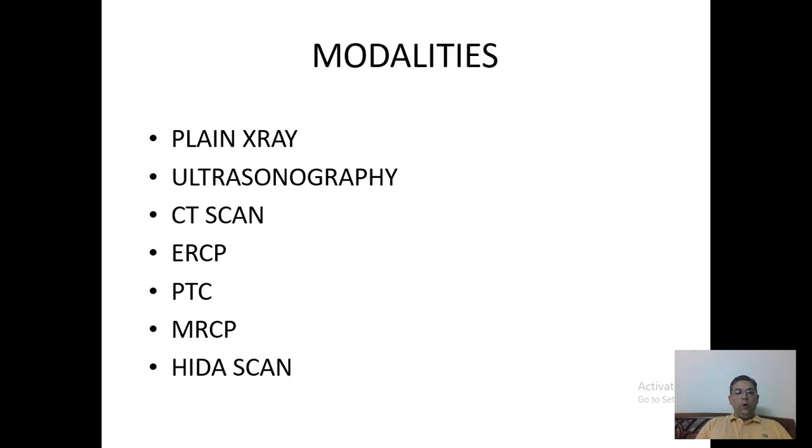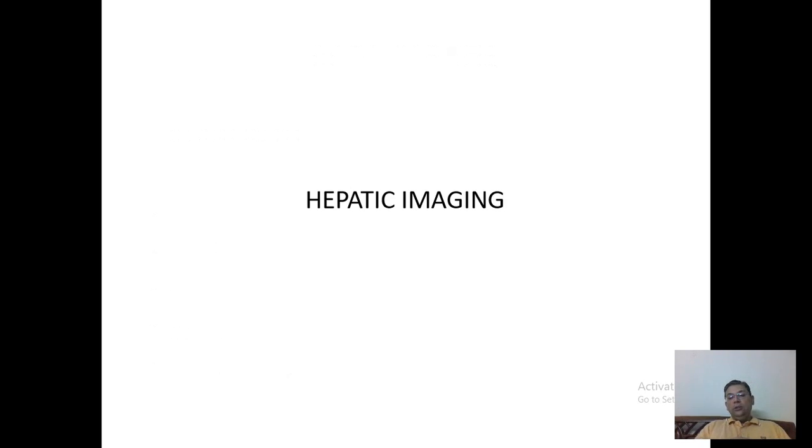Now we'll one by one see what kind of imaging modalities to use and how to use them to the best advantage for our patient. So we will start off with the hepatic imaging. The most common tool used for imaging the hepatic area is, as we know, ultrasound. Why do we use ultrasound so frequently?